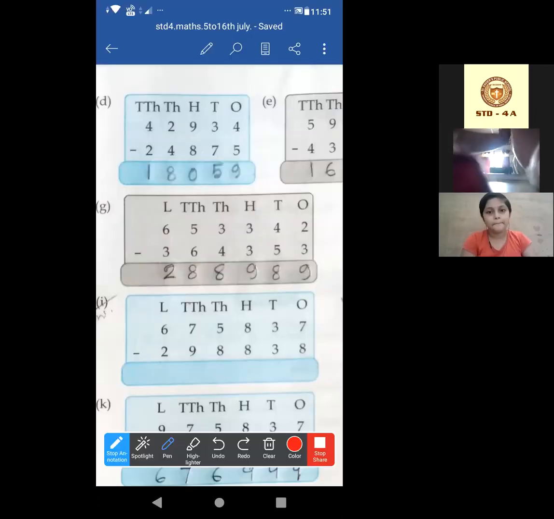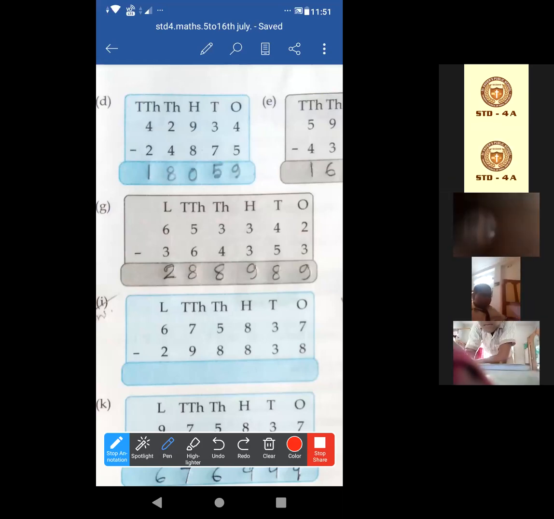Okay, this is 1G. Most of the students have problem in it. Okay, look at this. Nouraz Ali, you told me you have not understood and you are, where are you going?